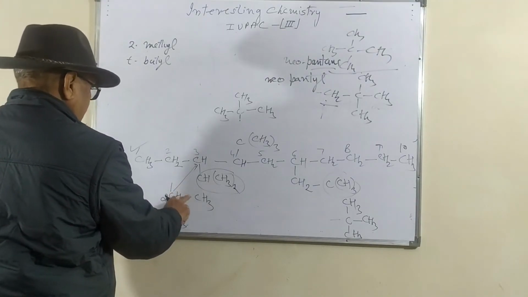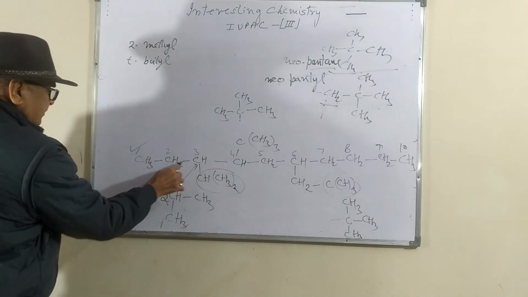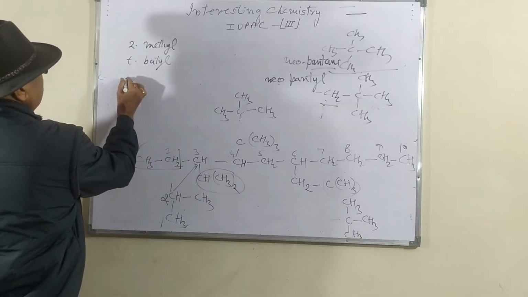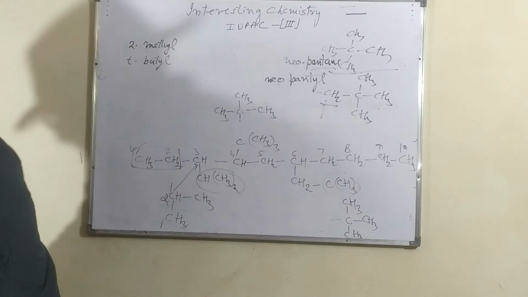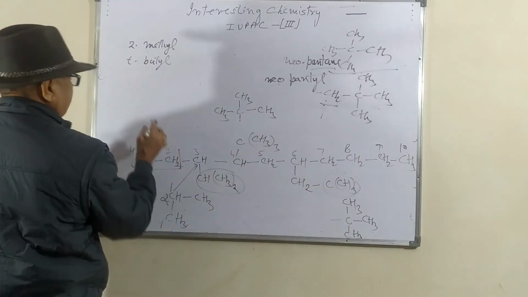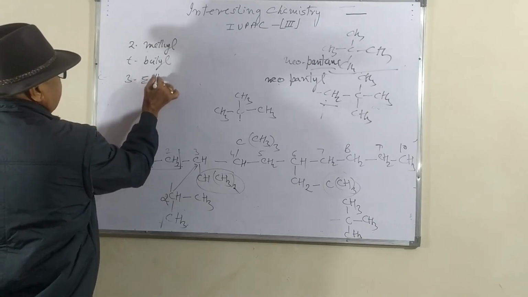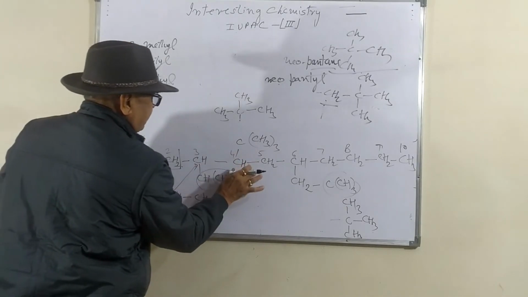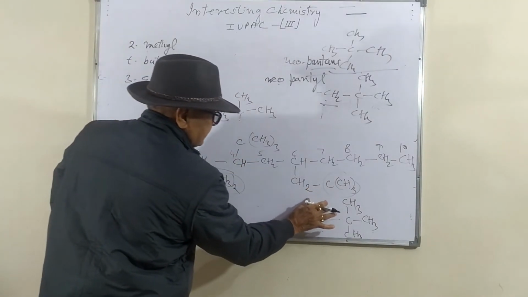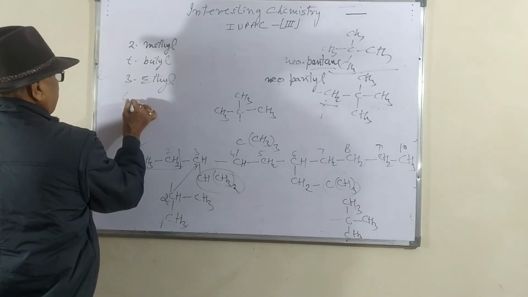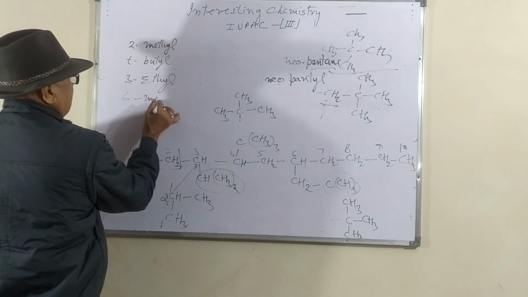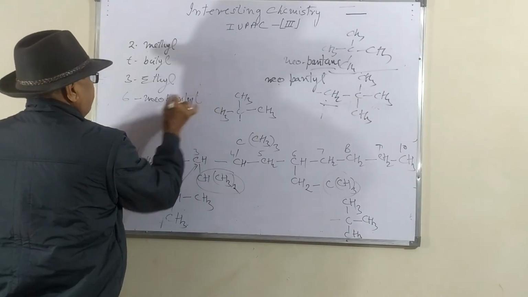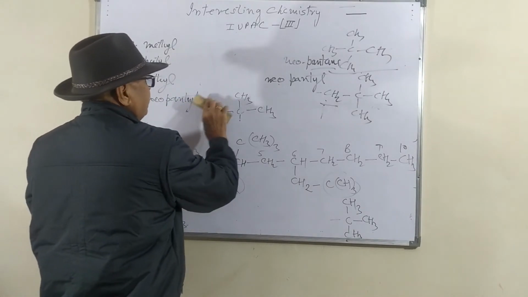It is again methyl and 2-methyl. The 3 carbon also has these. So 3-ethyl and 2-methyl. Here this is the tertiary butyl and this is 6-neopentyl. This is 6-neopentyl. So I have told you so many names.